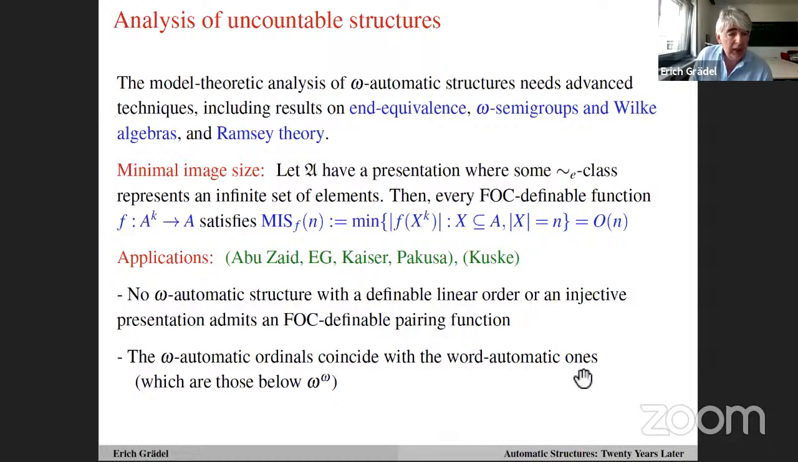Another result that has been shown by Dietrich Kuske in this context is that the omega automatic ordinals coincide with the word automatic ones. So we have no more omega automatic ordinals than we have word automatic ones, and recall that these are below omega to the omega.